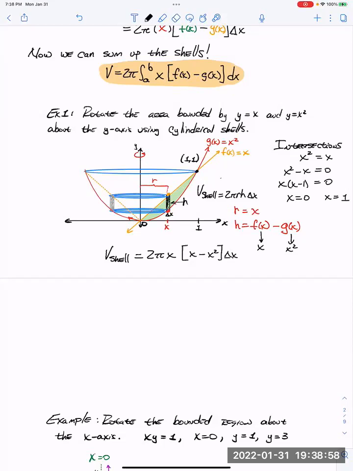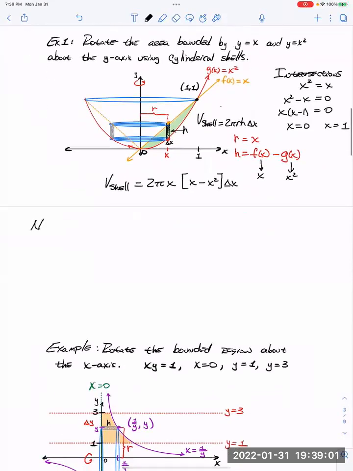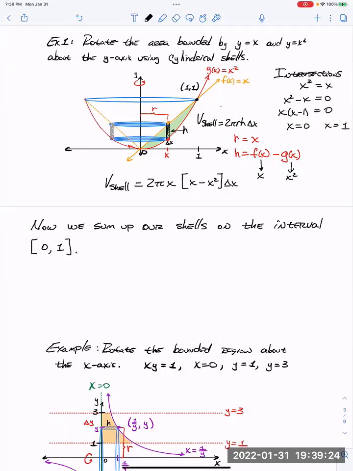Now, what we do now is sum up our shells on the interval 0 to 1. And that's it. And this will give us our total volume of this odd looking shape here, right? Remember, it's going to have this like triangular space in the middle of it, and it's just rotated this way. And so here it comes. Here's the volume of our shape.